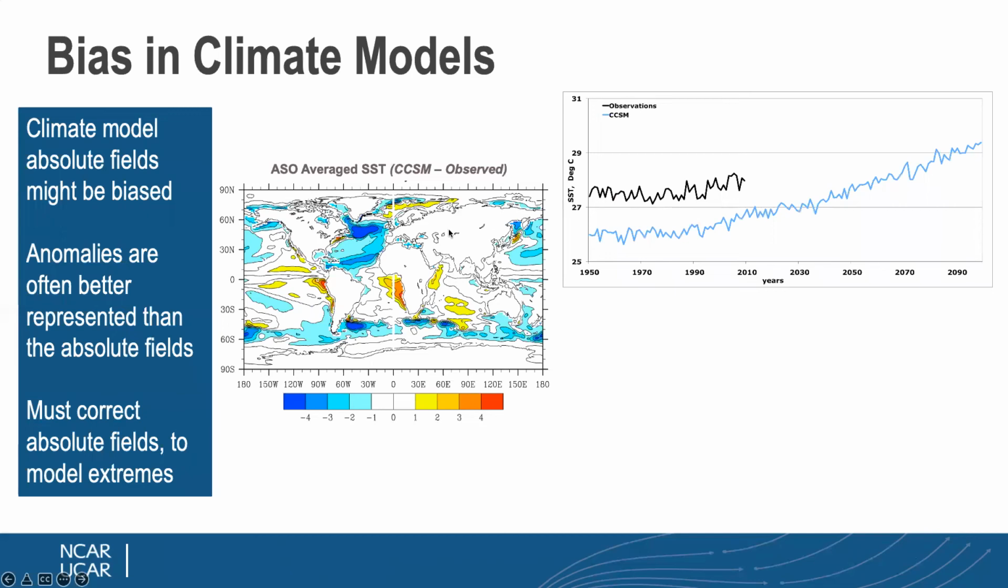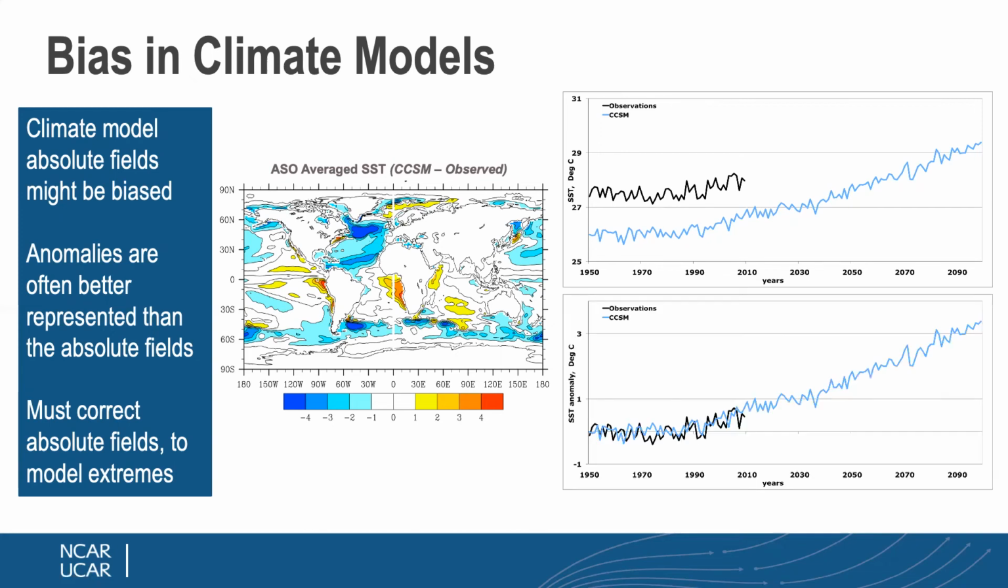And if we look at the absolute fields, this is a time series. The black line shows you the SST for the observations, and the blue line shows you the SST from the climate model. And you can see they are out by more than a degree between the two of them. So the absolute fields are definitely problematic. And specifically, tropical storms do not form when the SST is low. So you would want to bias correct those to simulate tropical storms correctly.